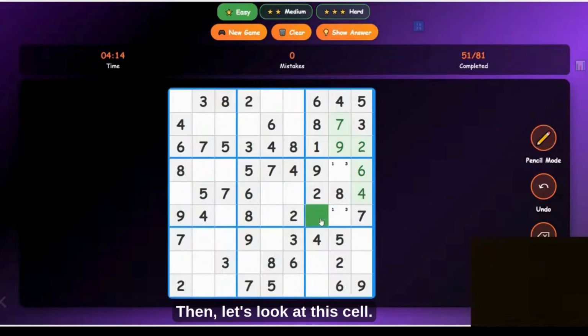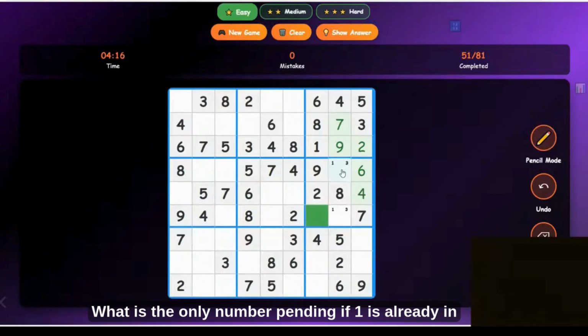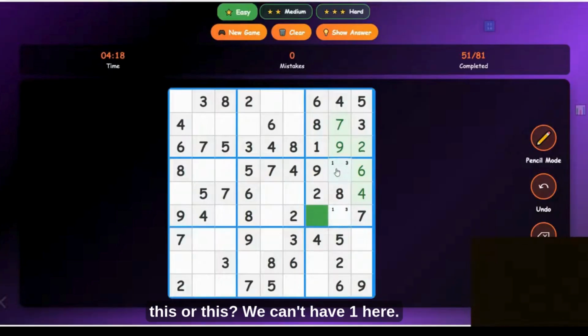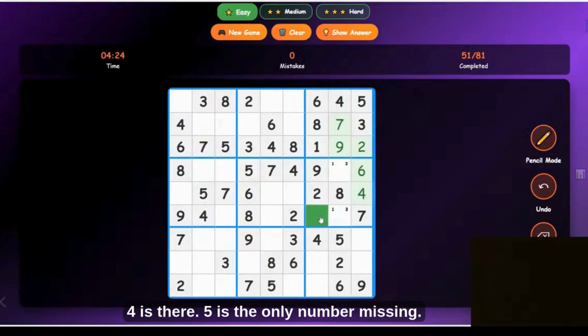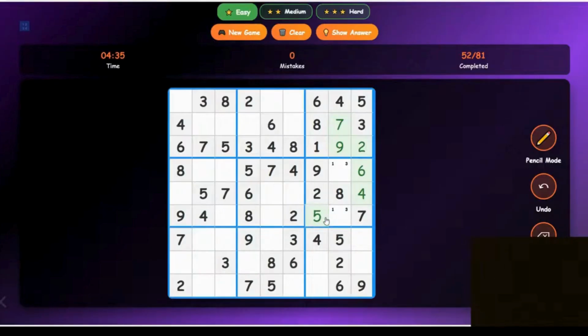Then let's look at this cell. What is the only number pending? If 1 is already in this or this, we can't have 1 here. 2 is there, 3 is already here or here, so we can't have 3. 4 is there, 5 is the only number missing. And to double check, 5 is not in this column, not in this row, and not in this entire big box. So we have a 5 here.